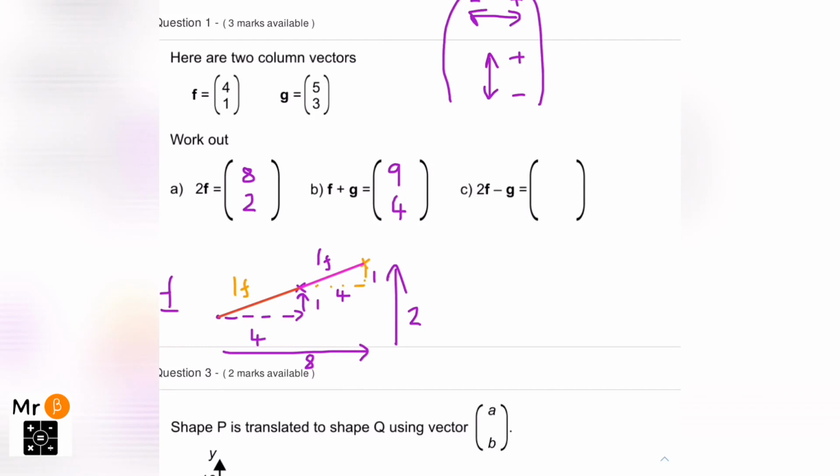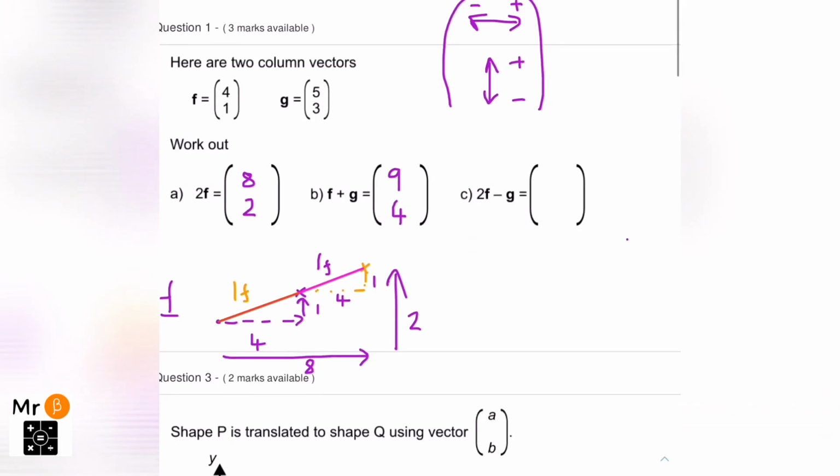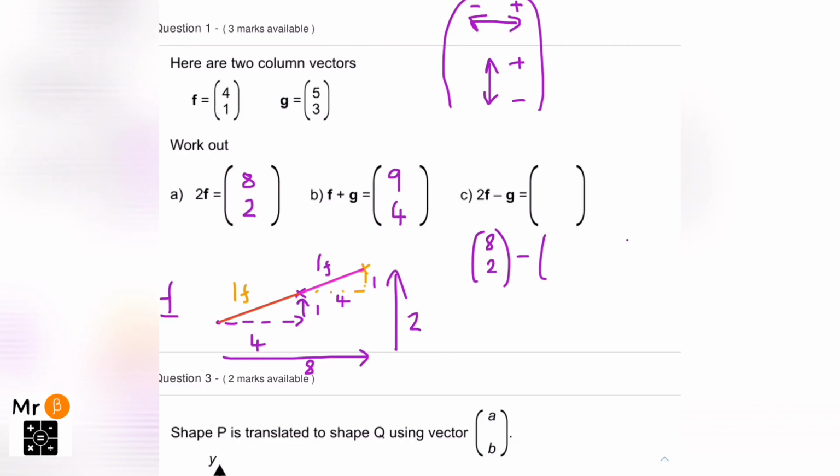Our final question, we've already got 2f in part A, which is 8, 2, and we are subtracting g, 5, 3. So again, if we drew this out, you would end up with a vector which is moved across by 3, 8 take away 5 is 3, 2 take away 3 is negative 1. So just remember, that would mean that our vector would move 3 to the right and 1 down.